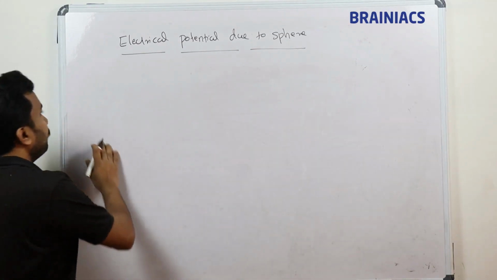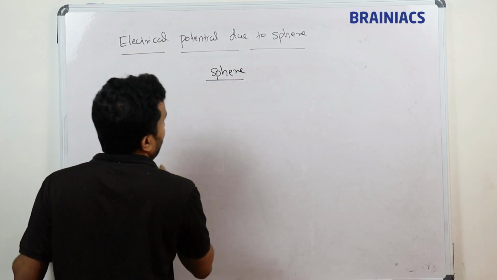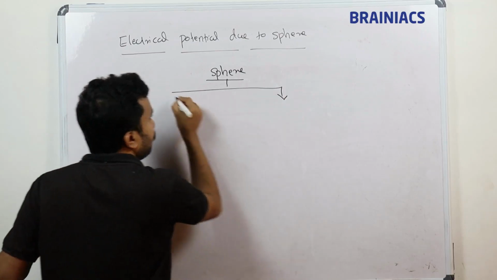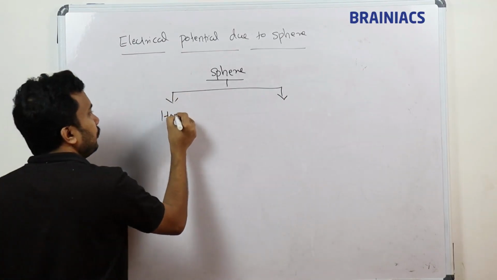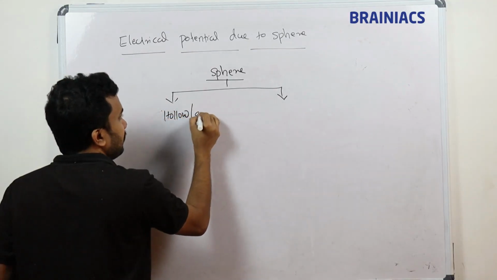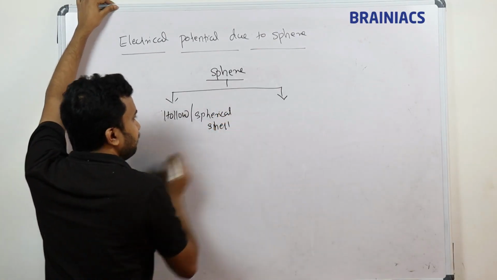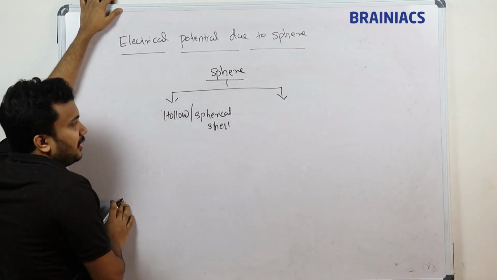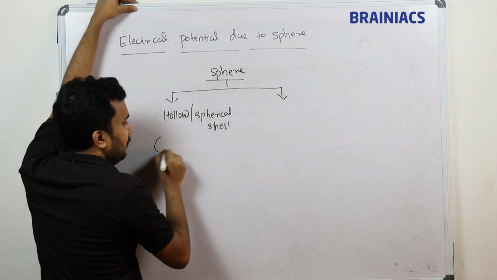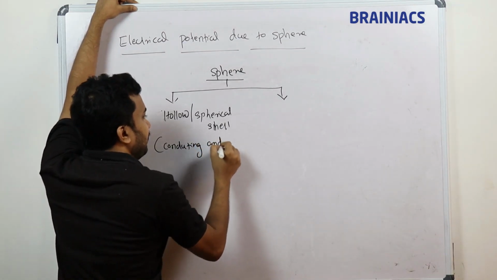So with respect to the sphere, we have learned some concepts in the last sessions, so let me give you a refreshment. Spheres are of two types. One is the hollow sphere, which is also called a spherical shell, which means inside it is empty, nothing. There are two kinds, conducting and non-conducting. So this hollow spherical shell, conducting and non-conducting, is one category.